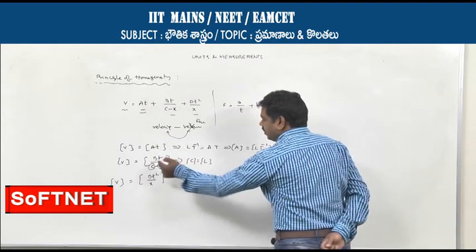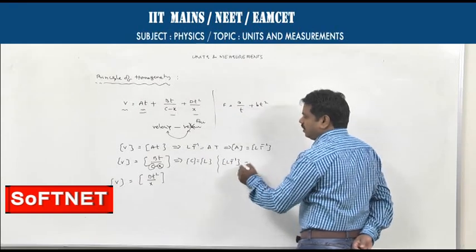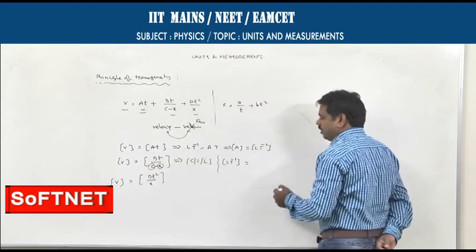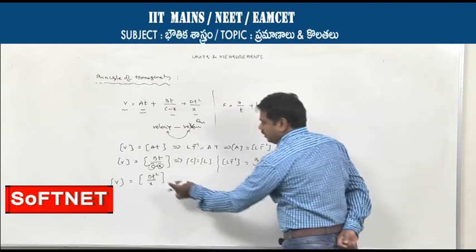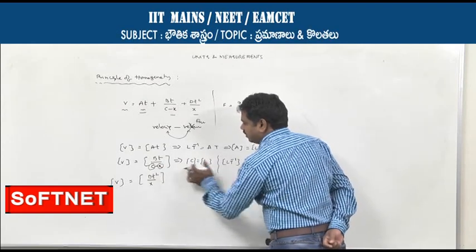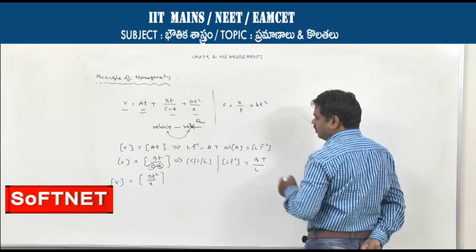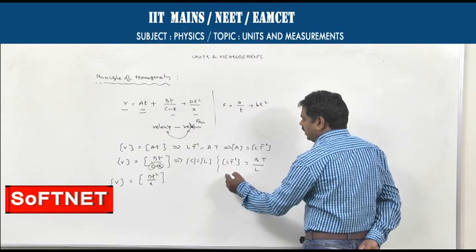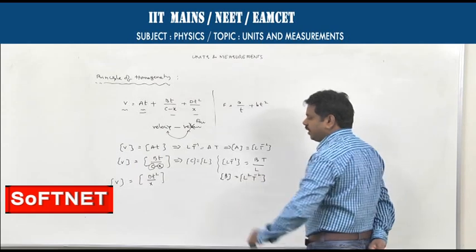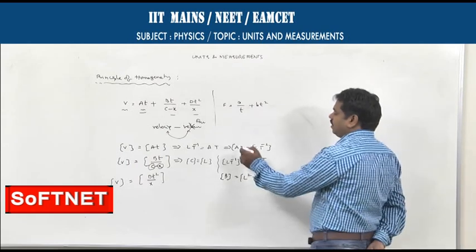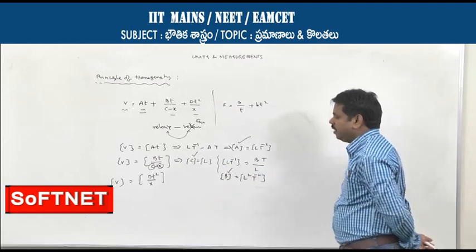Now let us write the dimensional formula of B. Velocity, that is LT^-1, is on the left hand side, and on the right hand side we have to find B. T is time, this is distance, and this is also distance, and on subtraction again you will get distance. Now the dimensional formula of B you will get as L^2 T^-2.